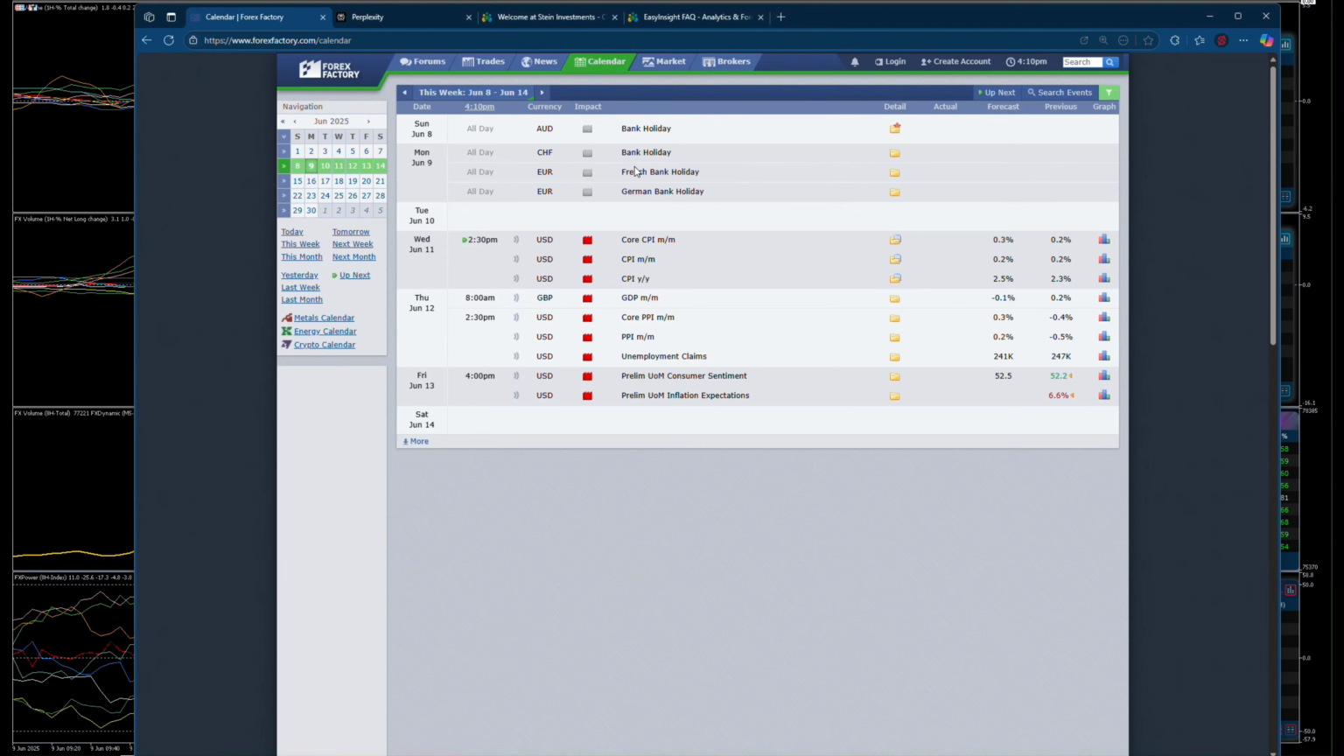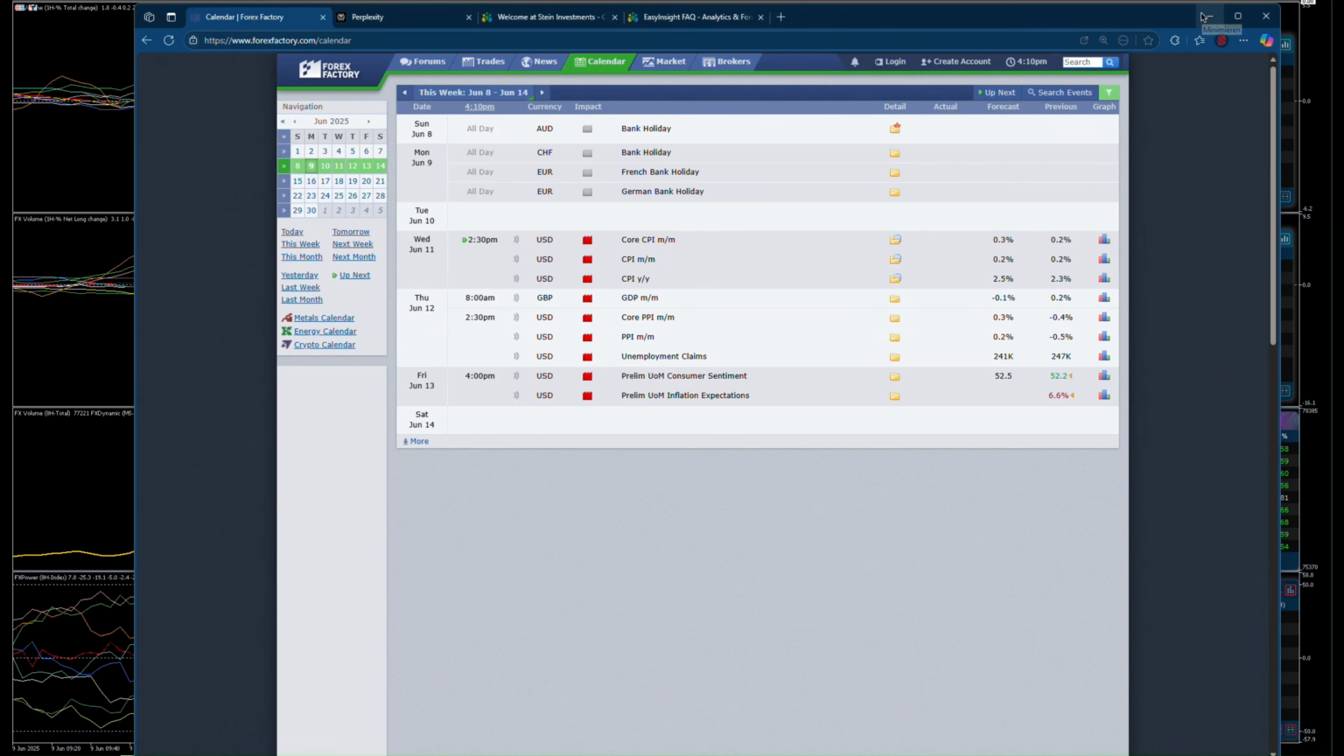Today is a very calm day. We had bank holidays in Germany, in France, and in Switzerland. And apart from that, there are no high impact news, and the same is true for tomorrow. So this makes it a very calm day and maybe some good moves during the next 24 hours.